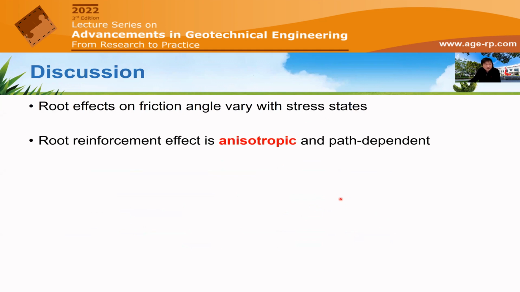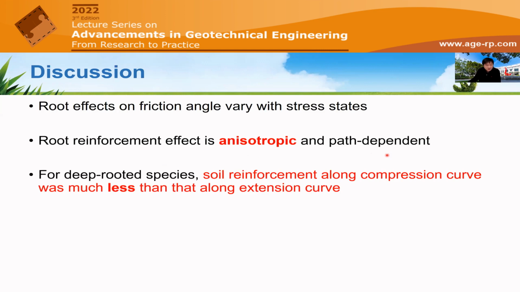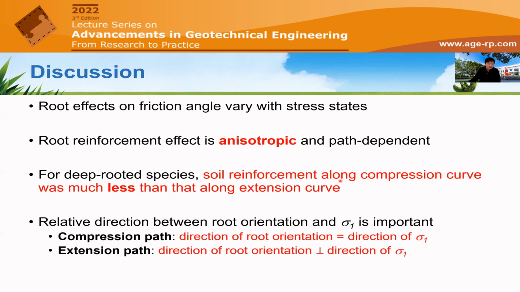So before that, the key observation is that root effects on friction angle vary with stress path, depending on whether it's compression, extension, or even direct shear path. So the friction angle could be changed by rooted soil. And the reinforcement effect is anisotropic and path dependent. For deep-rooted species, the reinforcement along the compression path was much less than along the extension path, just because imagine the major principal stress for compression is in the vertical direction, which aligns with the direction of the major root growth orientation.